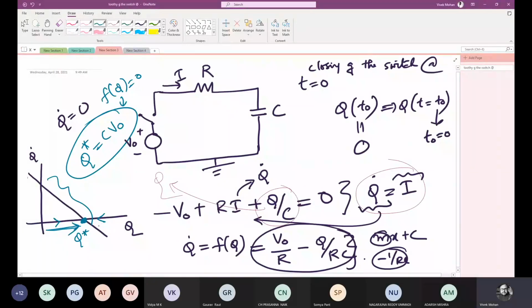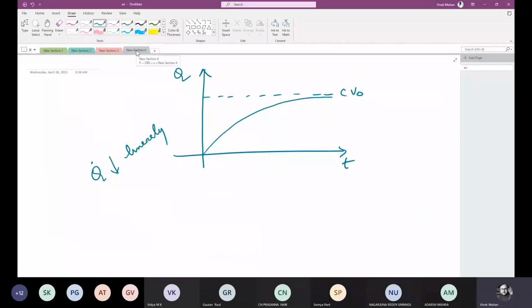After this point, what happens? What happens to Q dot? Q dot is still decreasing, but the direction is reversed. Now Q dot, so this is what happens. Q dot decreases linearly as it approaches the fixed point.